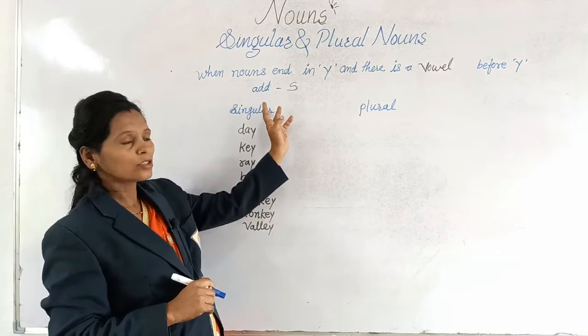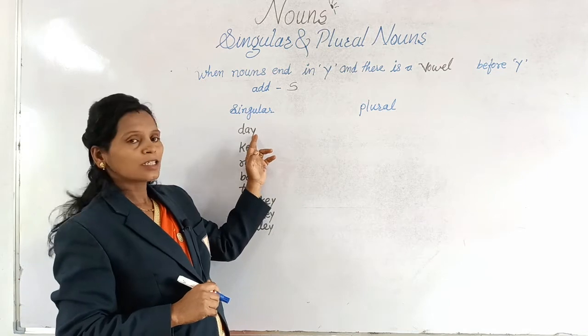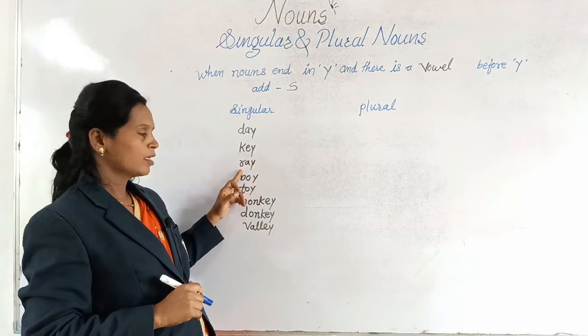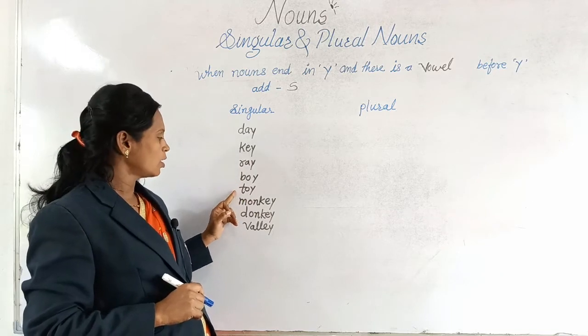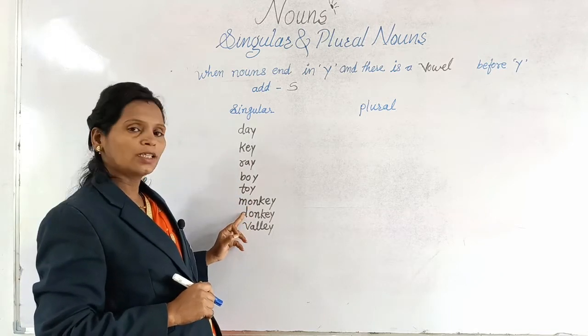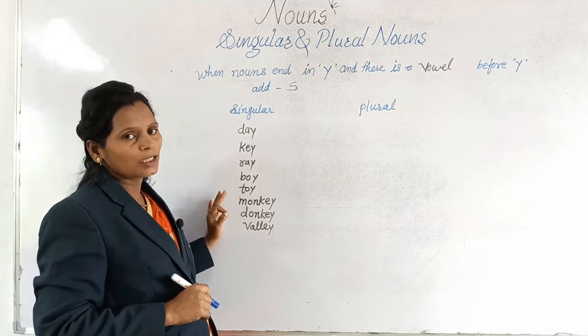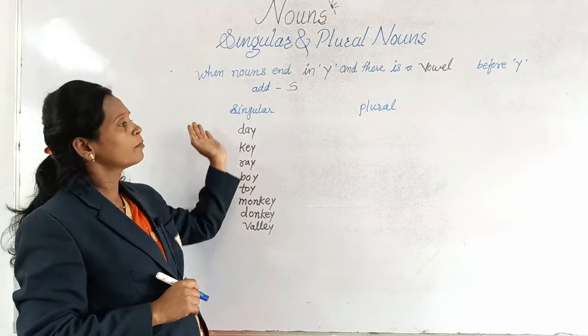Then look at the students. There are the singular nouns: day, key, ray, boy, toy, monkey, donkey, valley. So these are the examples of singular nouns. So how can you make them plural?